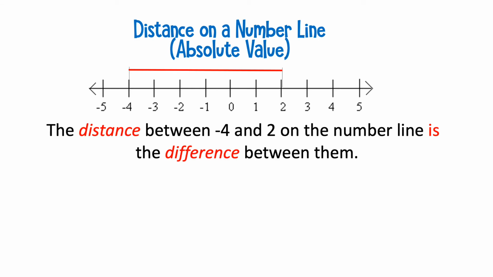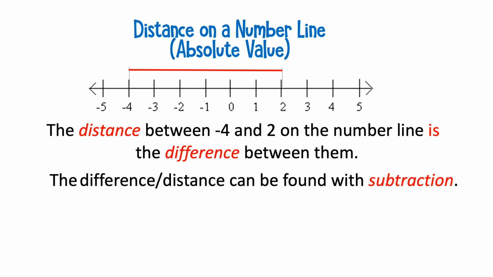The distance between two numbers on a number line is also the difference between the two numbers. So to find the difference, we use subtraction. We're going to take the big number minus the small number. In this example, the big number is 2 minus negative 4. Notice it's not 2 minus 4, it's 2 minus negative 4. If we have two negatives, they become a positive, and we change this to 2 plus 4, and that is equal to 6.